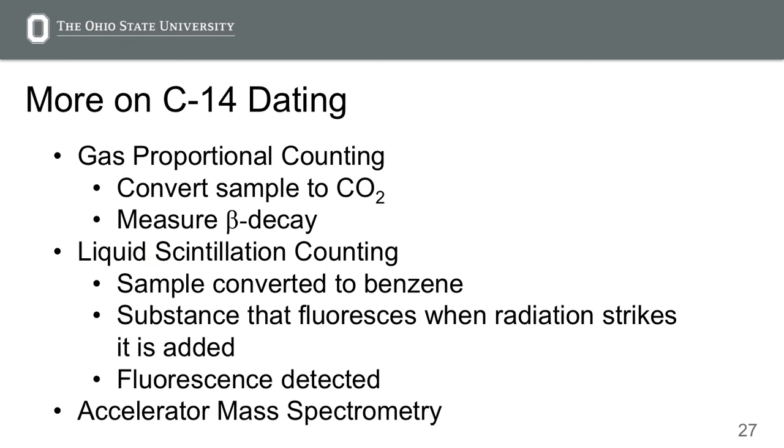Another form, liquid scintillation counting. Instead of converting the sample to a gas, we convert it to a liquid, which is benzene. Benzene is a ring of carbons, 6 carbons in a ring. And then a substance is added that fluoresces when radiation strikes it. So again, when we have beta decay from that carbon-14, the beta particle strikes this thing that fluoresces, which means it gives off light. And then we can quantify the amount of light detected, and that will correspond to the amount of carbon-14 left. Scintillation is a word that basically means light given off. Okay.